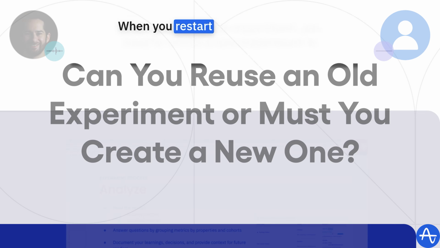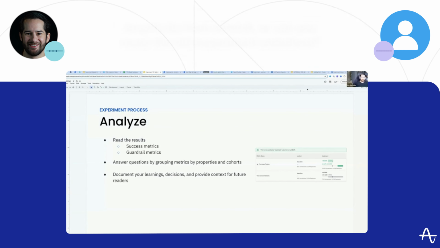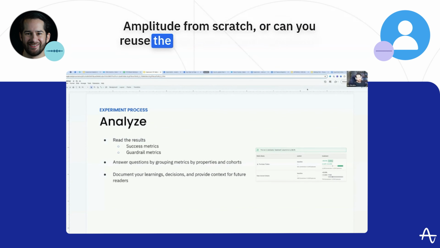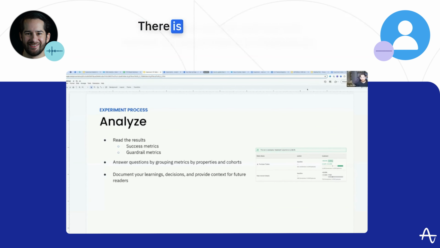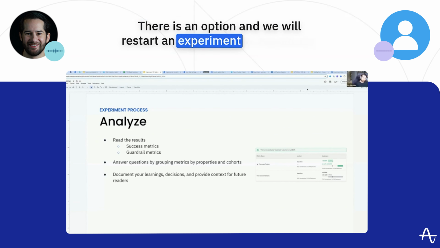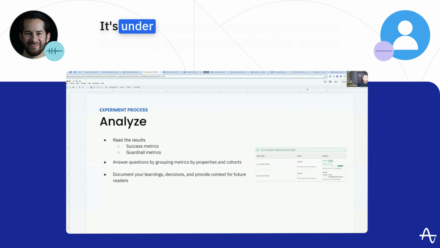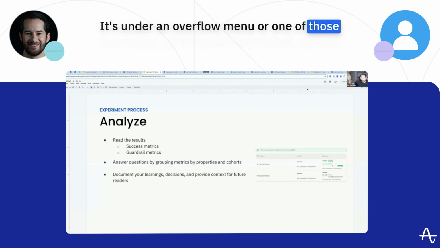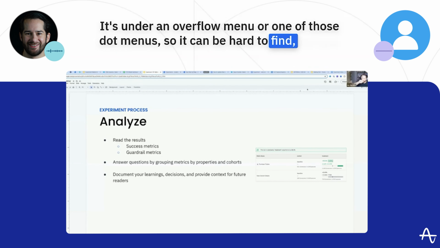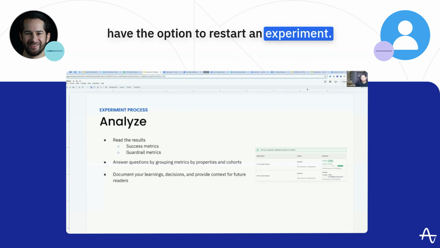Good question. When you restart an experiment, do you need to create a new experiment in Amplitude from scratch, or can you reuse the old experiment somehow? There is an option, and we'll restart an experiment in Amplitude. It's under an overflow menu or one of those dot menus, so it can be hard to find, but you have the option to restart an experiment.